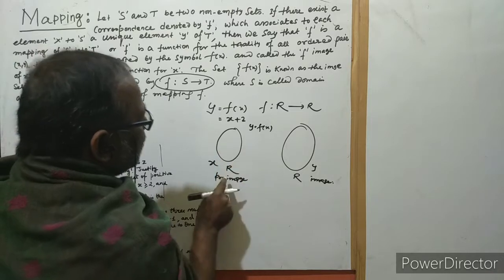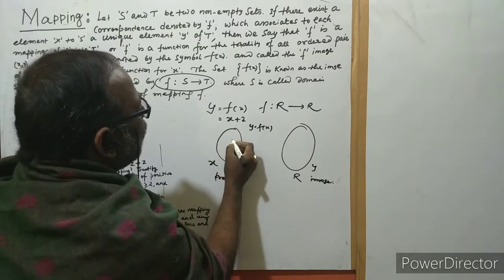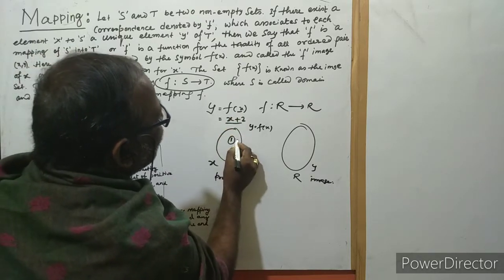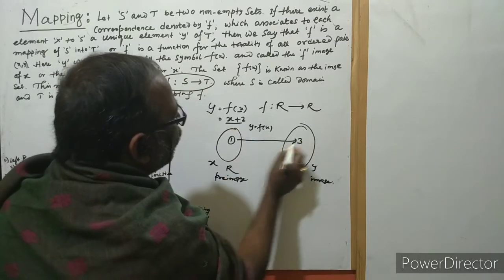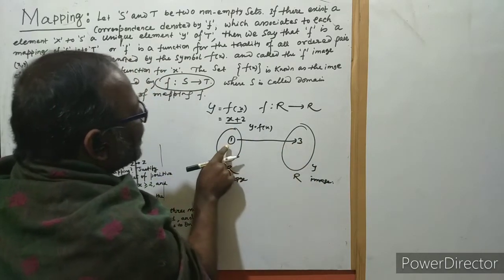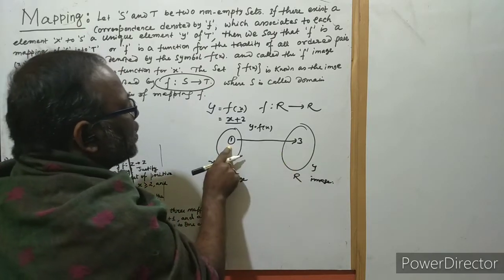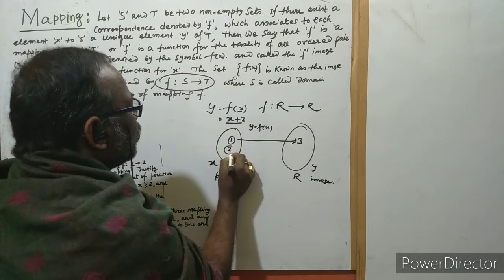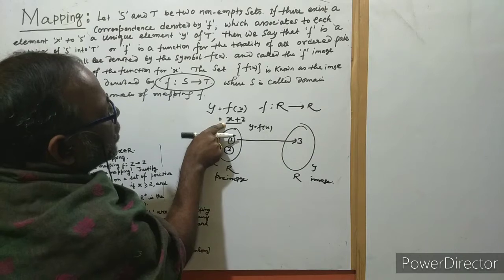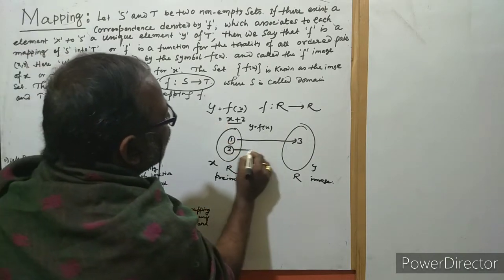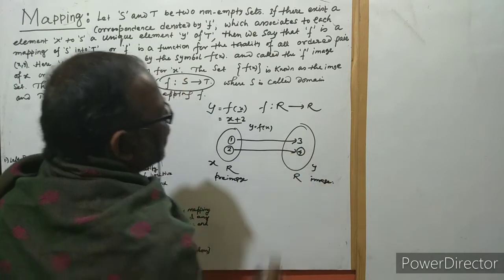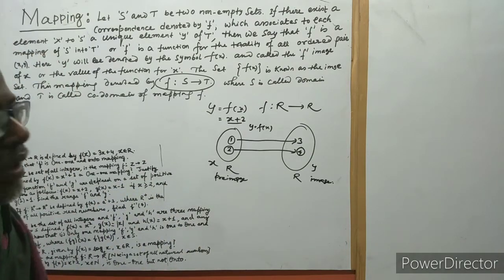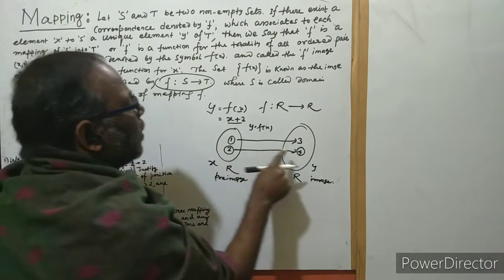See here, this lies on the real numbers. If we take one real number like 1 and put it here, then what do we get? 3. So 1 maps to 3, and 1 is called the pre-image and 3 is called the image. And if we put 2 in place of x, then we get 4. So see, for a single value of x we get a single value of y. Always we get a single value of y. That's why it is called one-to-one mapping.